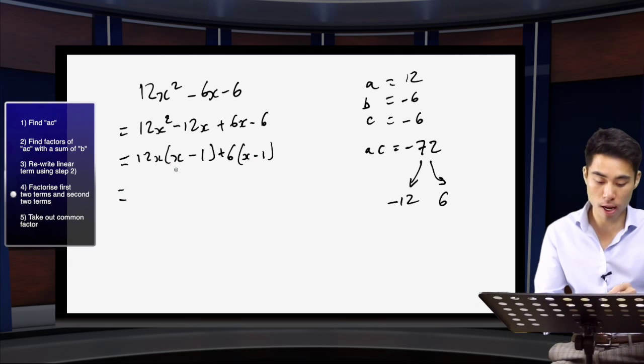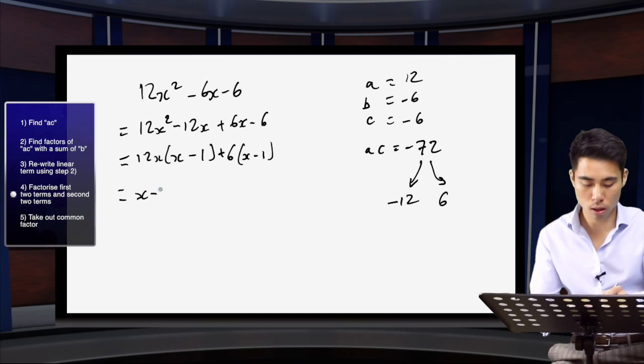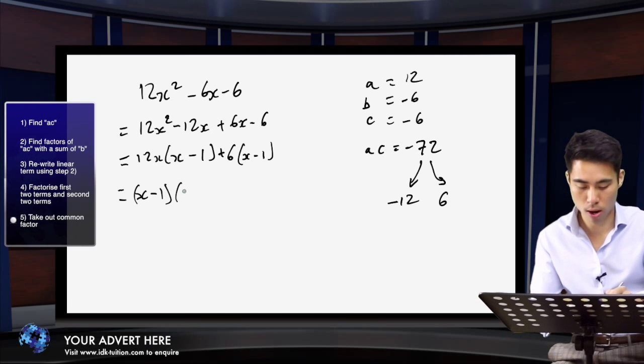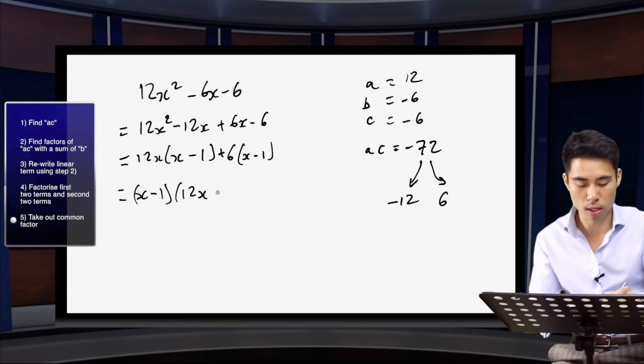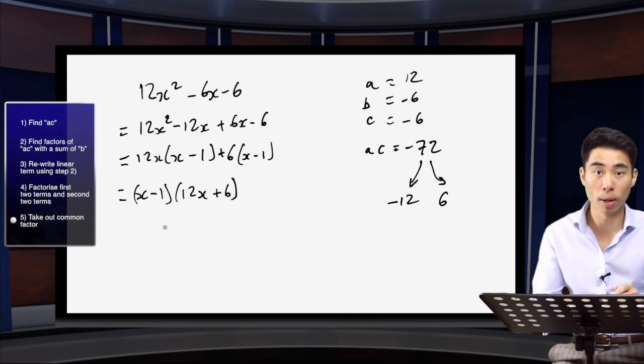And you know you've done this correctly because you have x minus 1 here and x minus 1 here. And to take that out, how do I get from x minus 1 to this first block here? Well, I need to multiply it by 12x. How do I get from this x minus 1 to this second block here? I need to multiply it by positive 6. So this is my factorised form here.